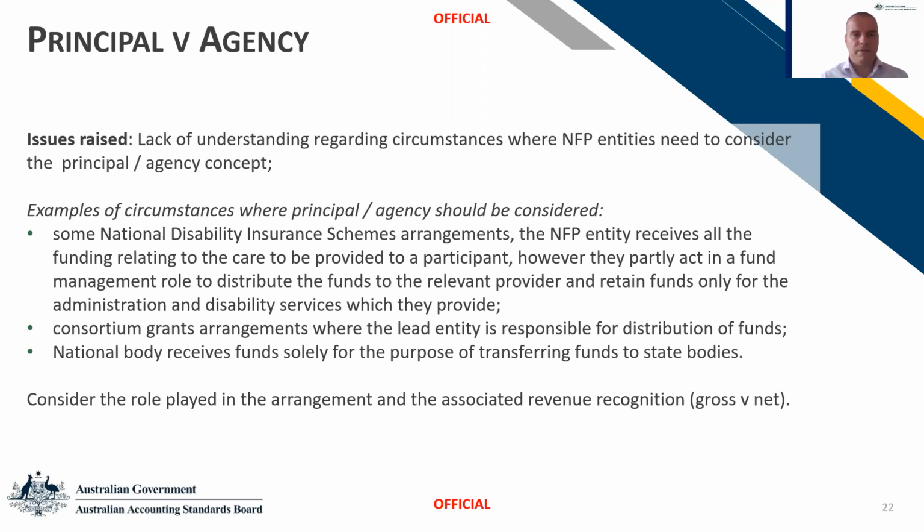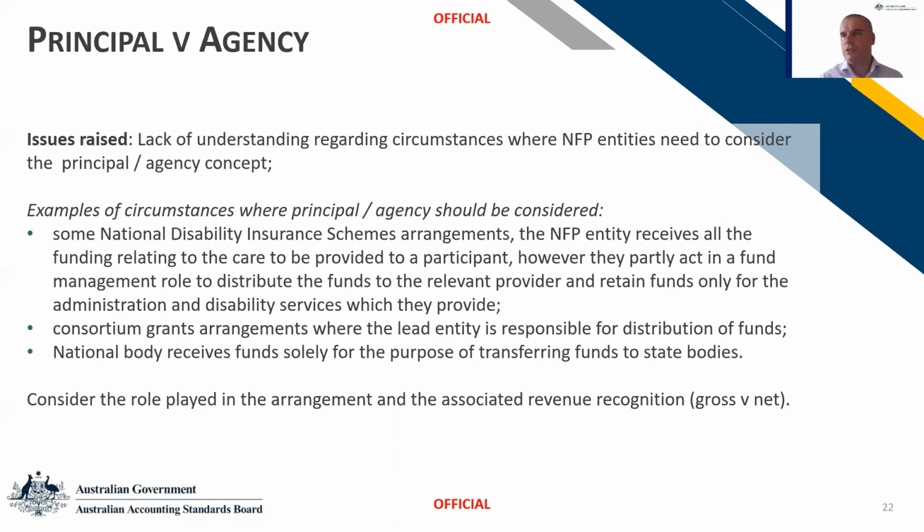AASB 15 and those paragraphs that I mentioned also list some considerations that can be taken into account to determine whether the entity is in fact in control of those specified goods and services before they are transferred to the customer. Some of them are whether the entity is primarily responsible for the delivery, whether the entity has inventory risk, and whether the entity has discretion in establishing the price. So I think these are just a couple of considerations when looking at principal versus agent.